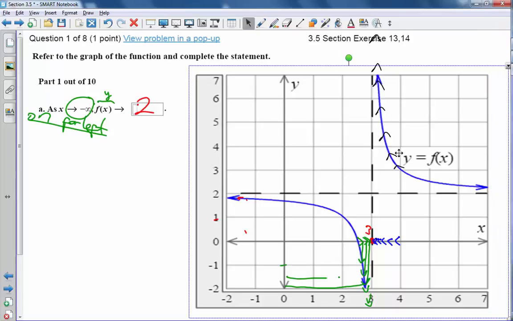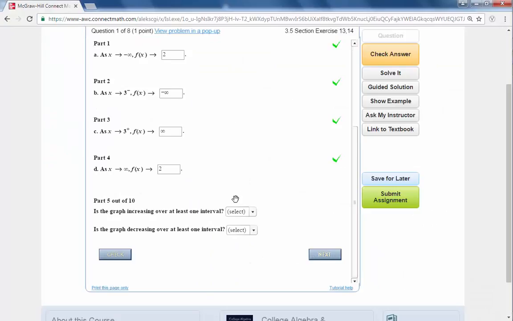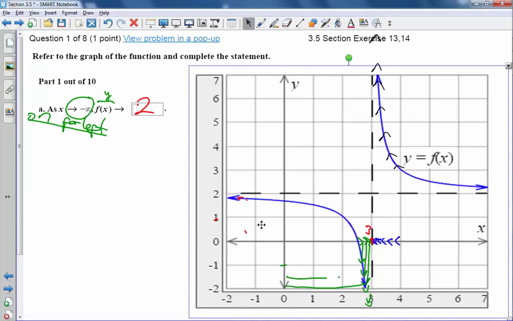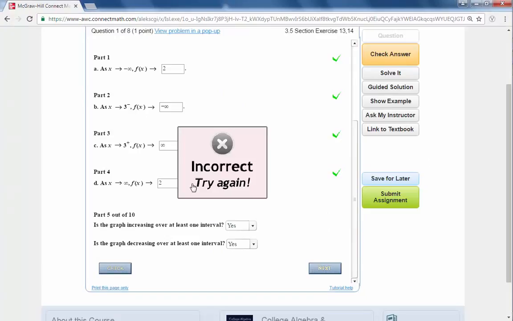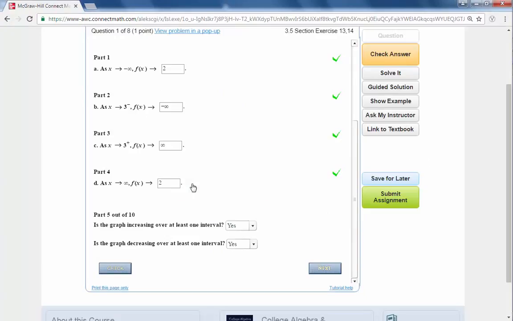Look, it's going up. Arrows are going up, so we are increasing. This graph has an increasing part. I will go ahead and say yes. Is this function decreasing sometimes? Yeah, it's going down sometimes. Look, this part is going down to negative infinity. Yes. When I check, it's going to say incorrect. Where is my mistake?